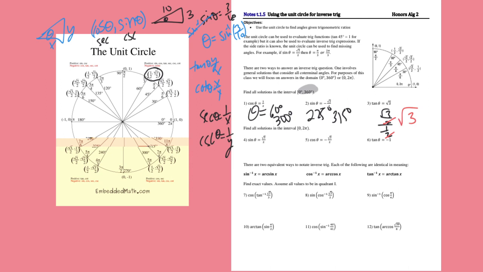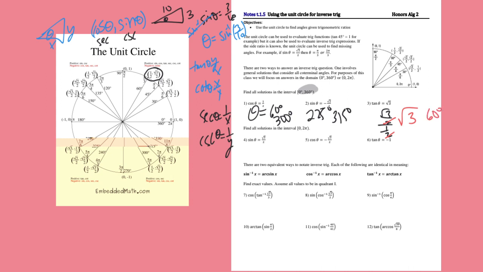If they wanted negative, you'd have to look in the other quadrants to figure out how tangent would be negative. And so tangent being square root of 3 over just the square root of 3 would be a 60-degree angle in the first quadrant, okay? So that would be 60 degrees.